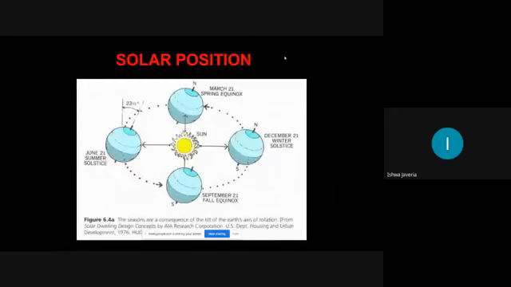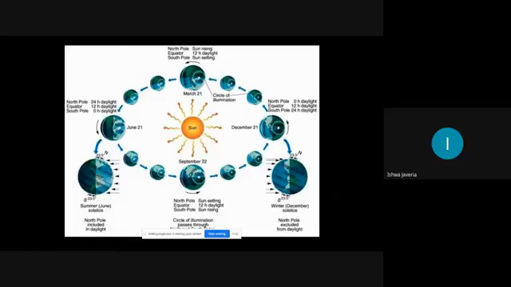We discussed the solar position. We talked about the spring equinox, fall equinox. We talked about the solstice, summer and winter solstice. And then, importantly, we talked about how the seasons actually change according to the solar system. And I told you very briefly how the seasons appear.